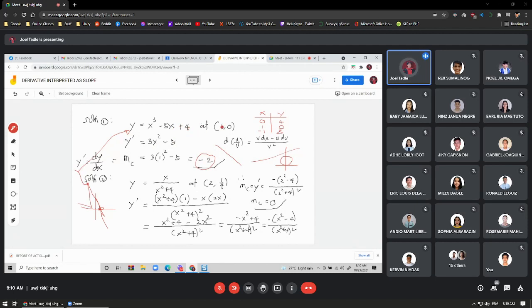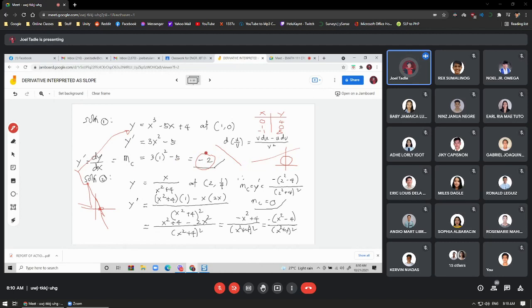Then after that, substitute the given point, but ang atong magamit dire ang abscissa lang, no? Kay sa ato ang first derivative 3x squared minus 5, wala may y diha, variable. So ang atong gamiton dire guys ang kanilang 1. Substitute 1 for x. So the slope is equal to negative 2.